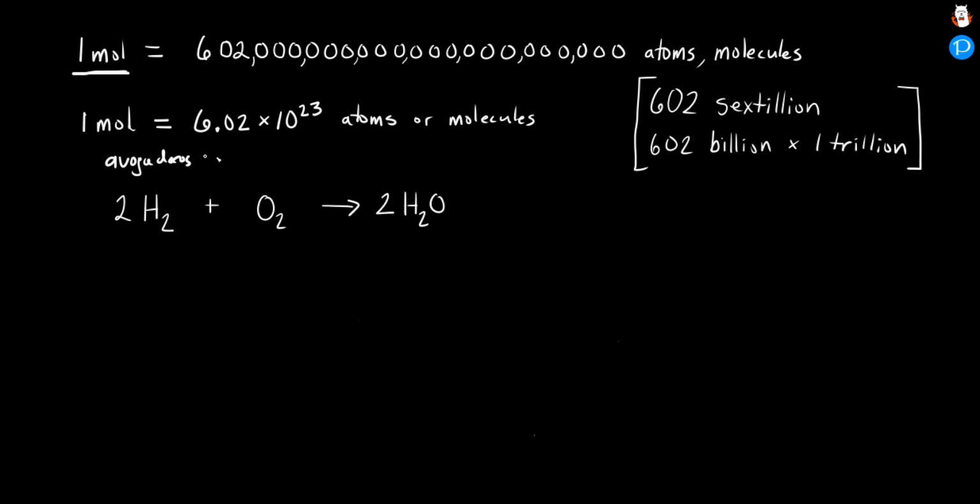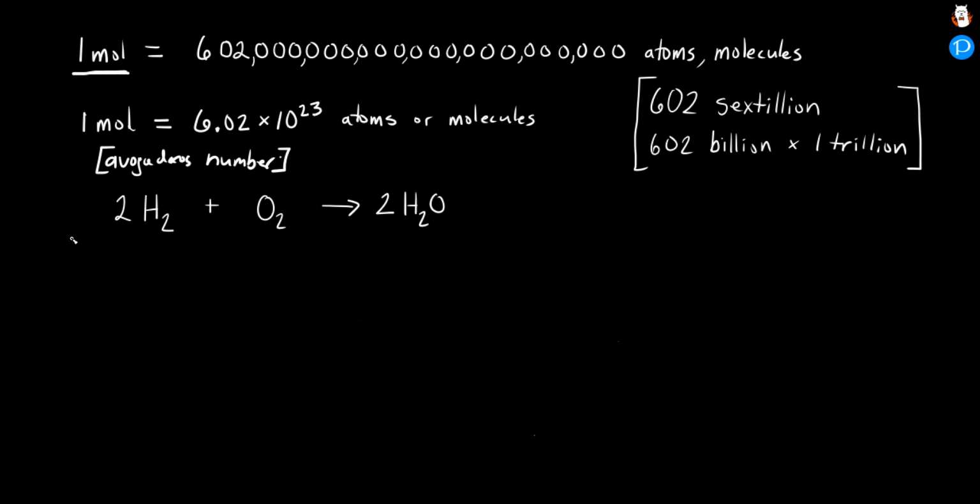Avogadro, whoops, can't spell. Avogadro's number is what it's sometimes called because it's named after Amadeo Avogadro, who did a lot of work in helping to figure this out, essentially. But nonetheless, let's see how we would actually use this.